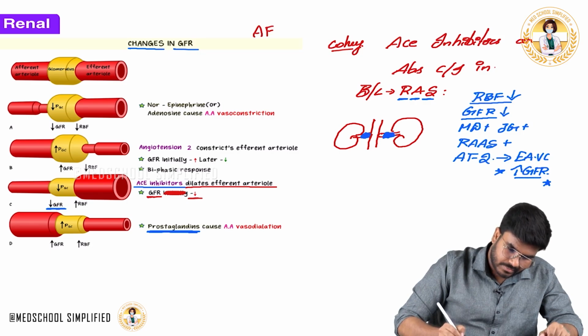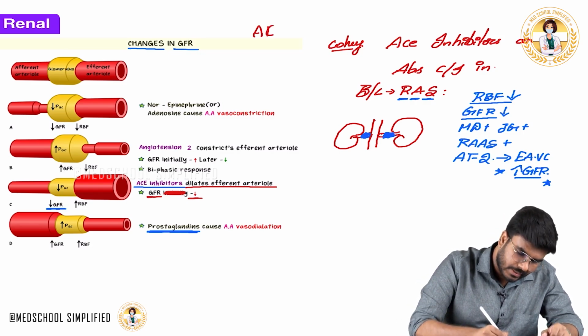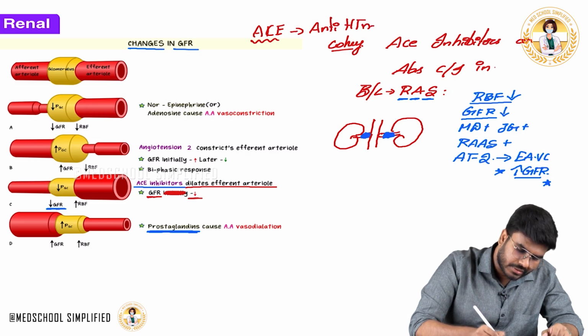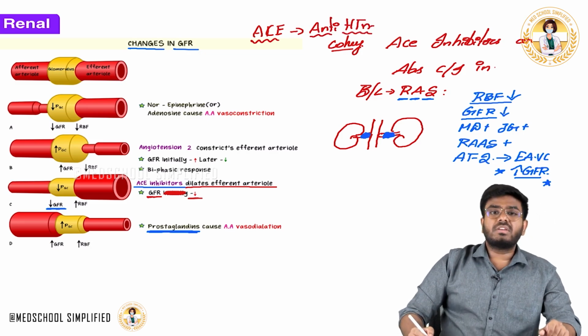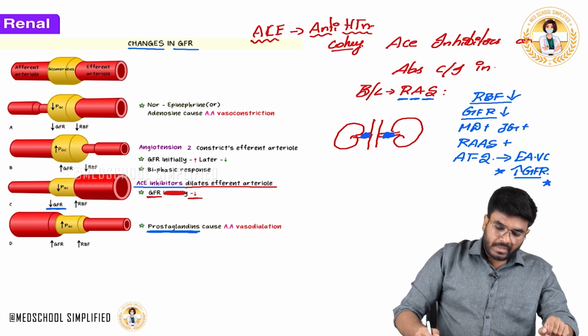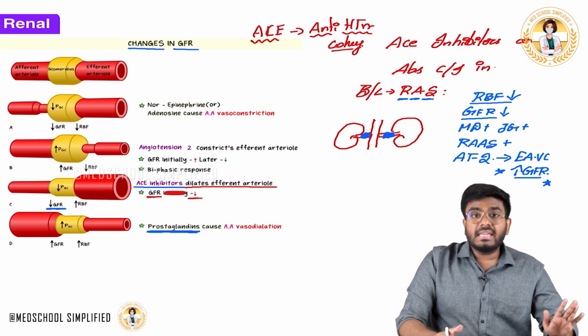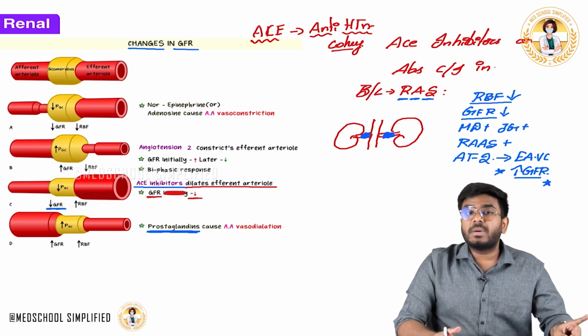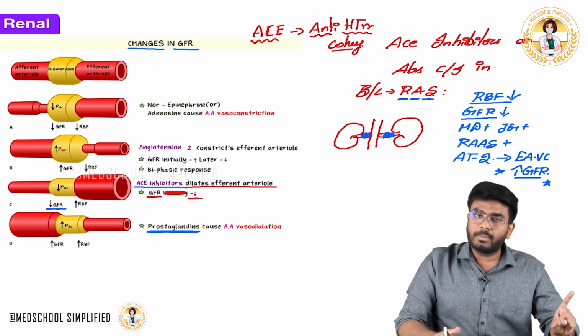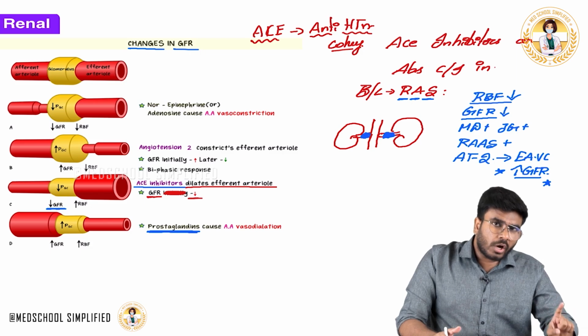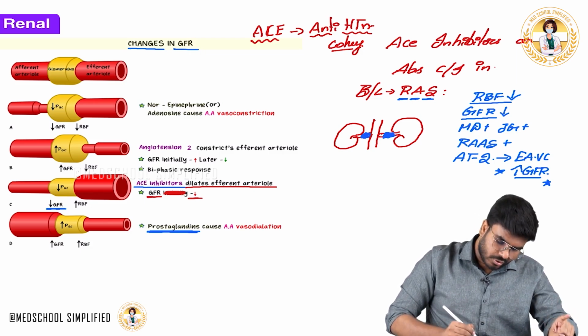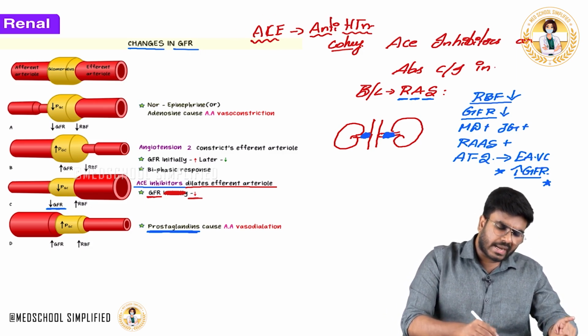ACE inhibitors like captopril, enalapril, perindopril, ramipril. ACE inhibitors are also antihypertensives. So the point I want you to know is, in this person, yes, the RAS pathway is active and is trying to maintain the GFR, but the RAS pathway is also causing the hypertension. Now, if you want to decrease the hypertension, you can use these drugs. Usually, we use ACE inhibitors as antihypertensive drugs.